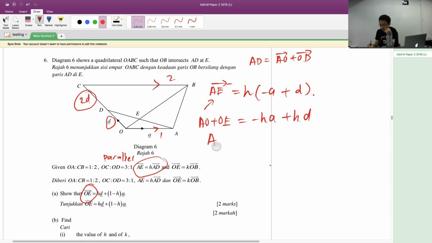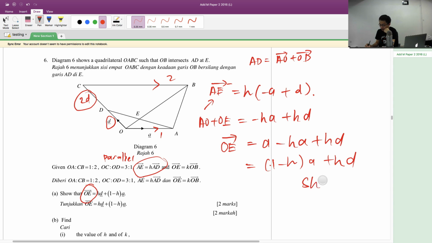And what is my OE? So AO, I move to the other side, becomes OA. So OE is equal to, move AO to the other side, OA. So it should be A minus HA plus HD. I will factorize out the A. This is 1 minus H, A, plus HD. I'm not sure why for this one they only give 2 marks.